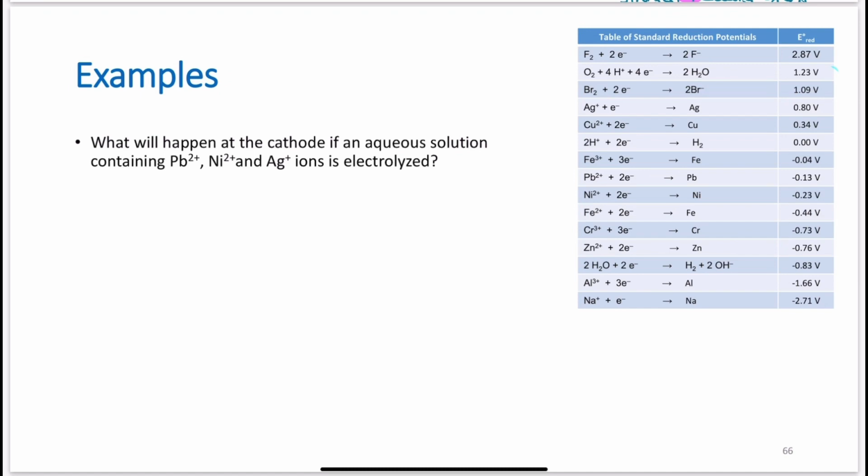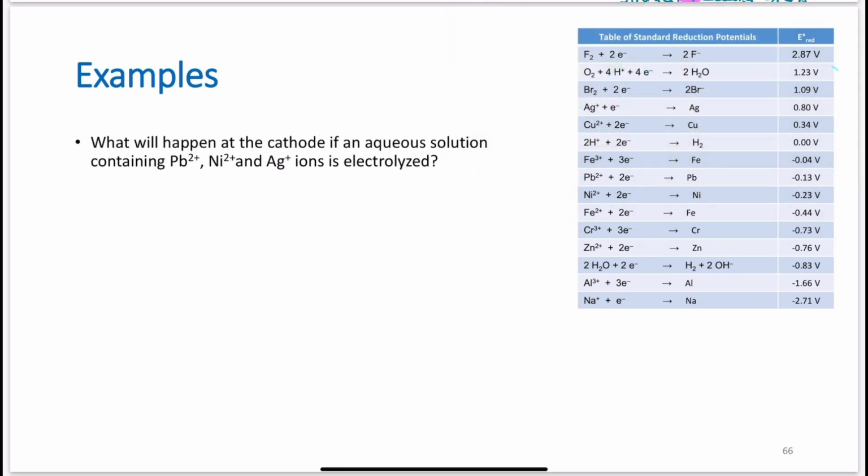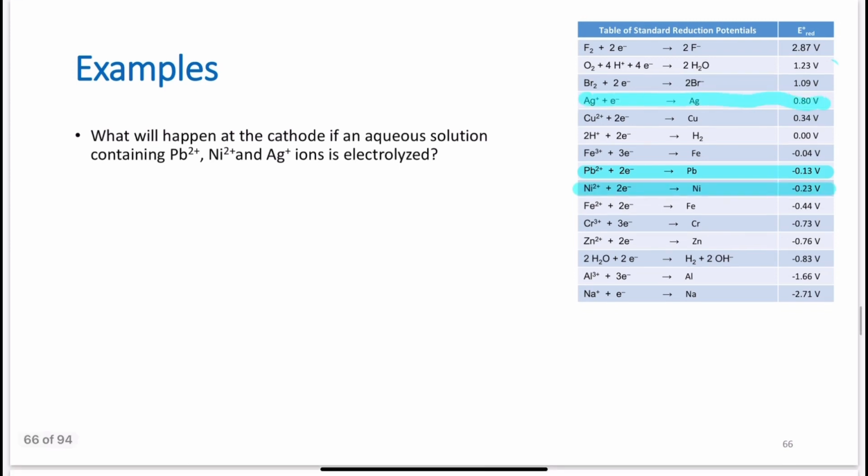Let's look at this first question. What will happen at the cathode if an aqueous solution containing lead 2 plus, nickel 2 plus, and silver plus ions is electrolyzed? Well, let's see. First, we've got to find all these things. Let's see. Lead 2 plus. Here it is. Nickel 2 plus. And I know silver's around 0.8. Yep. Silver plus.